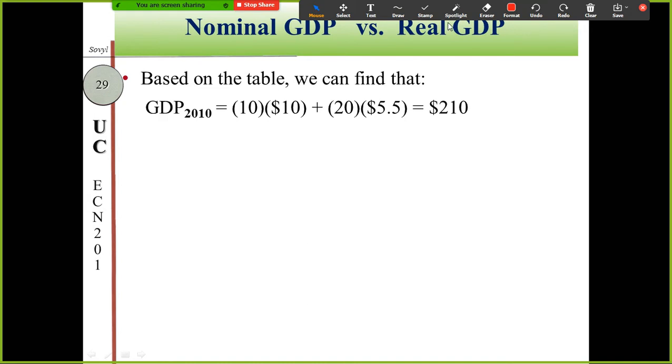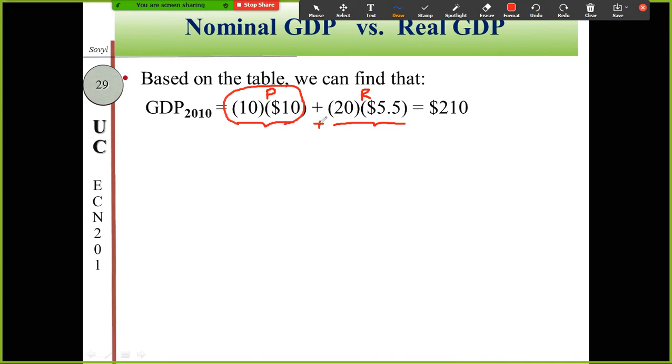GDP in 2010 comes from the market value of one product plus the market value of the other product, because our table shows two products, pizza and rice. To find the market value of pizza, we multiply the quantity of pizza produced by the price of pizza. Likewise, for rice, we multiply the quantity of rice produced by the price of rice.